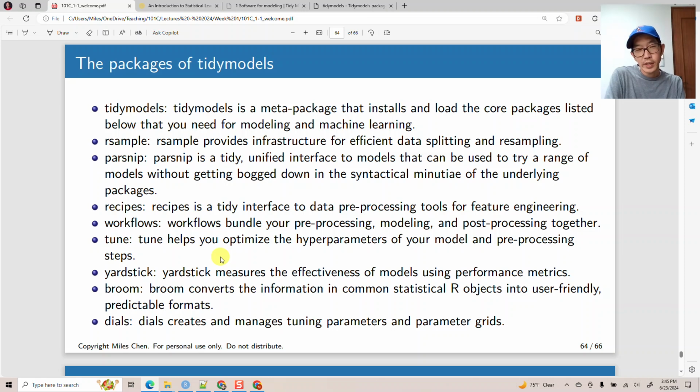And then you have Broom and Dials, and these are support packages. Broom allows you, once you fit your model, to convert it into some kind of format that is easy to work with. And then Dials is basically the different tools that are needed for tuning to improve your different hyperparameters.